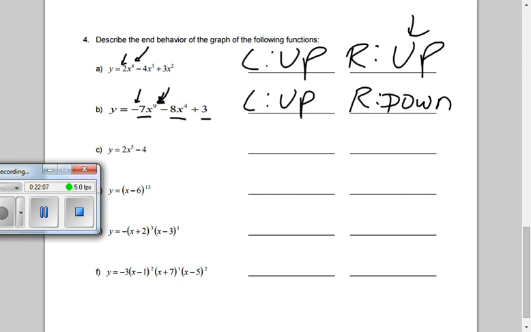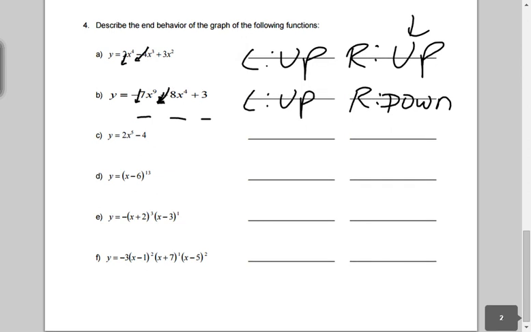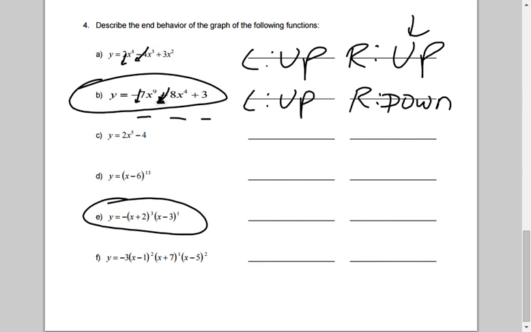So let's move on. What if it's got them written as factors like this? Like here for E. What is the degree on E? 4. Degree 4. You got to think if it was multiplied out like this other one was, you'd have a degree 3 for this, and a degree 1 for that would make a degree 4. Okay? So then, it's negative in front. So then, down on the right.